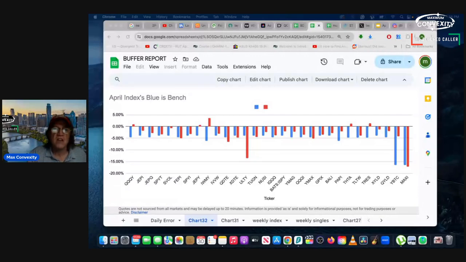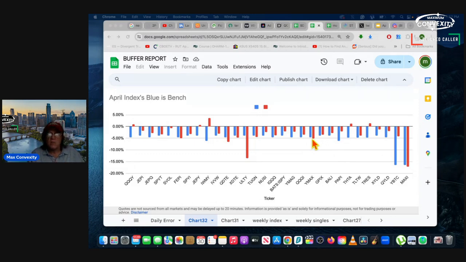Anyway, we're definitely going to have a little naughty list: ULTY, XDTE, QDTE, also YMAX. I hate to do it, but YMAX and FEPI also lagged on the way down. I hate to put YMAX on the naughty list. It's a great ETF, but both of them lagged on the downside, and it is over a whole month, and that isn't ideal.